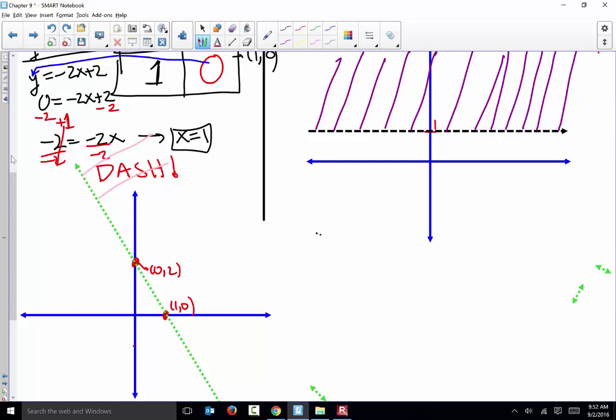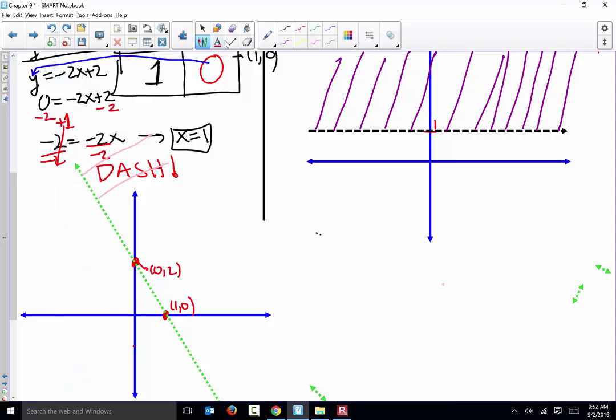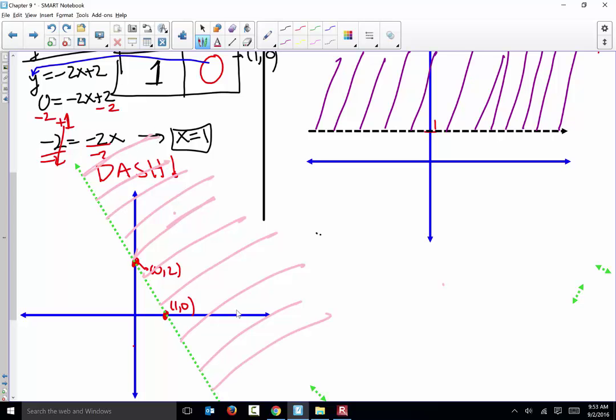Can you see it? I can make it a little bit darker though. Yeah, better. Pink coloring. Okay. Upward direction. Pink. Dashed. Alright, are we done? This is the final result.